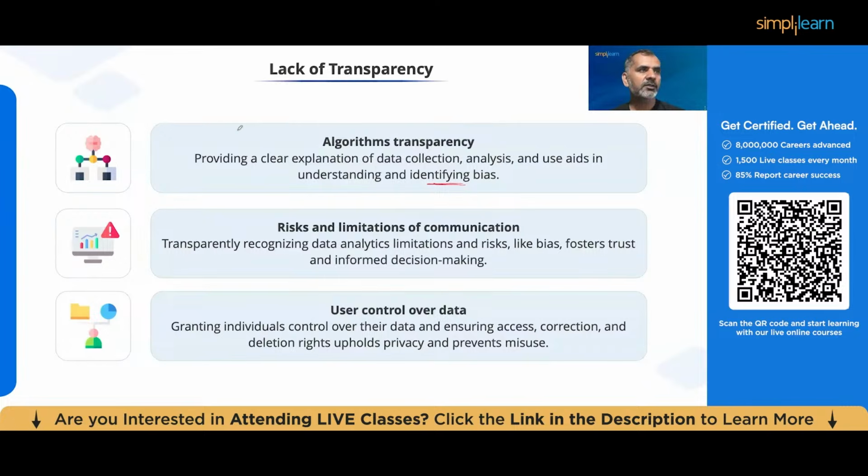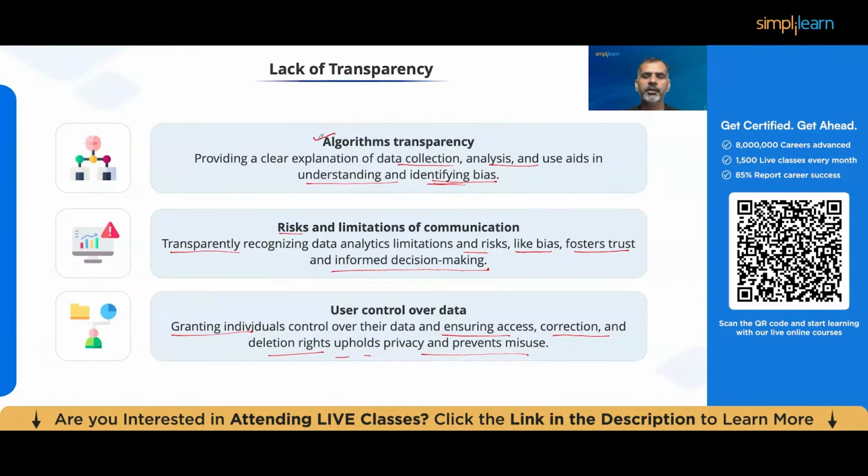But when we say lack of transparency, that can introduce some risks or issues in this process. Algorithm transparency provides a clear explanation of data collection, analysis, and use, and aids in understanding and identifying the biases. On risk and limitation communication, transparently recognizing data analytics limitations and risks, like biases, fosters trust and informed decision making. And user control over the data means you are providing control over their data and ensuring access, correction, and deletion rights, which uphold privacy and prevent misuse. So when you introduce transparency, at least you have to address these things.